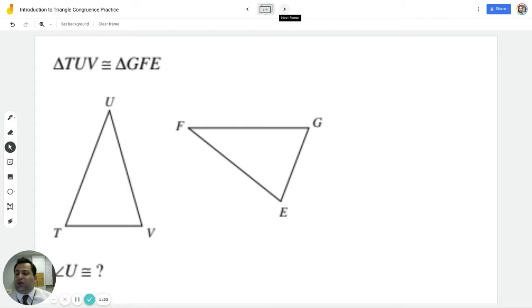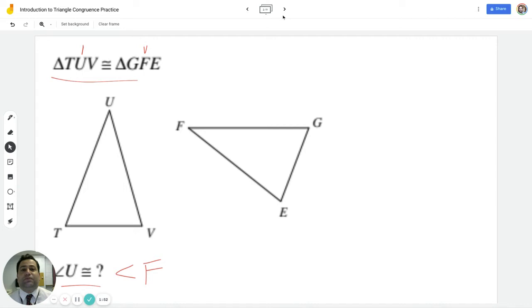Okay, and number two, we're getting a little harder here, but it's the same kind of principle. I have a congruence statement of TUV is congruent to GFE. Actually, this one could be a little easier. And they want to know what angle U is. Well, U is the middle letter. Therefore, I'm going to look for the corresponding middle letter in the other triangle. And therefore, angle U is congruent to angle F.